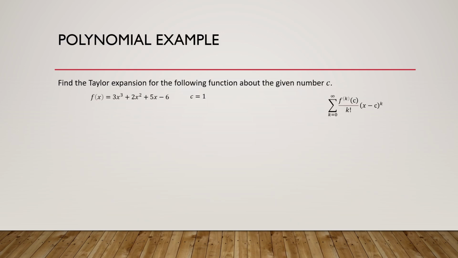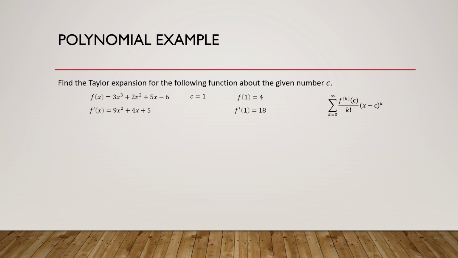For the next example, let's find the Taylor expansion for the polynomial f of x is equal to 3x cubed plus 2x squared plus 5x minus 6 around c equals 1. First of all, f of 1 is equal to 4. The first derivative of the function is 9x squared plus 4x plus 5, making the first derivative of the function at 1 equal to 18.